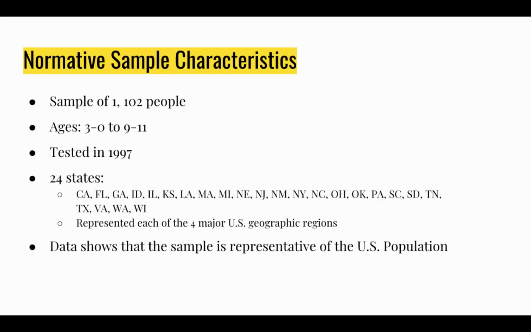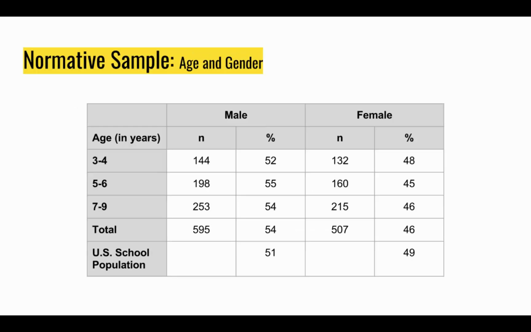For the normative sample, 1,102 people were included. They were aged 3 years to 9 years 11 months. Testing occurred in 1997 and included 24 states, so you can take a look at the list of all of the states. They were meant to represent each of the 4 major U.S. geographic regions. Data shows that the sample is representative of the U.S. population, and this can be seen in the next several tables.